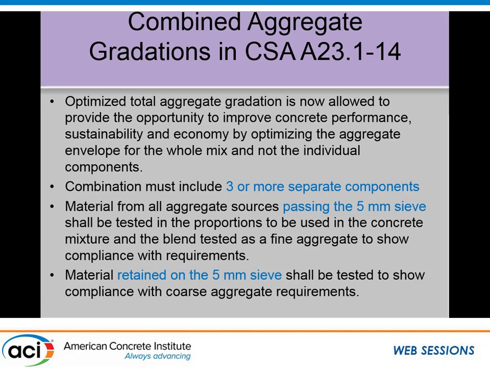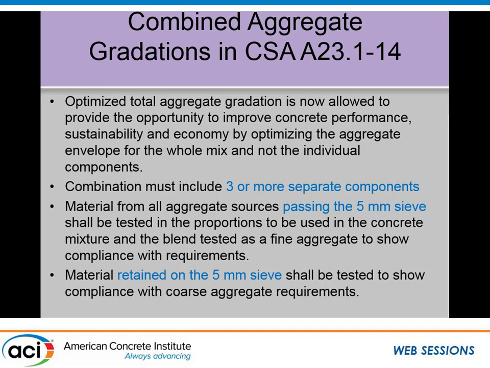Now, we did something about this in the Canadian standard in 2014. It's the first change in the aggregate specs since 1929. That's how far back it goes. I don't think it's much different in C33. We now allow the opportunity to create a combined aggregate gradation, including fine and coarse materials, that has to include at least three separate components. You can't jerk around with a couple of off-spec fine and coarse aggregates. You have to bring in a third material and do an optimization process.